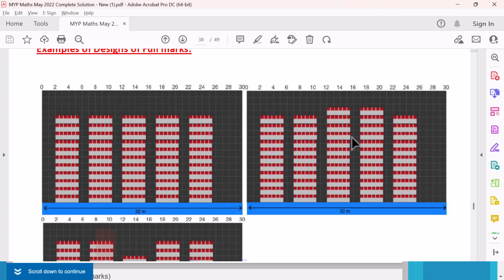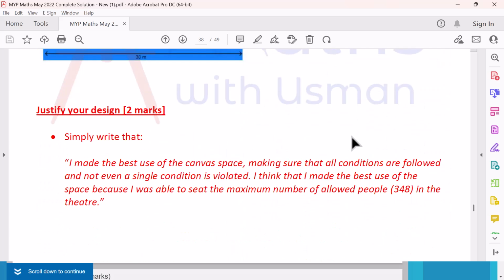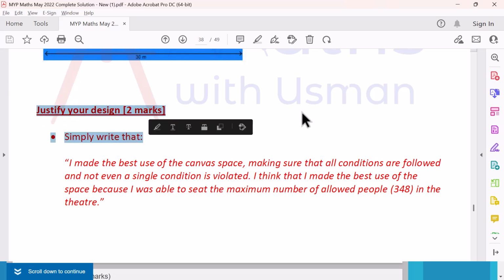Okay, so just try to reach the seating in between 330 and 348. I would advise a maximum of 348, and you'll be good to go. It's as simple as it gets. Follow the rules. The calculations are literally addition, subtraction, multiplication, and you'll get there. Justify your design. This was just an example which was really simple.